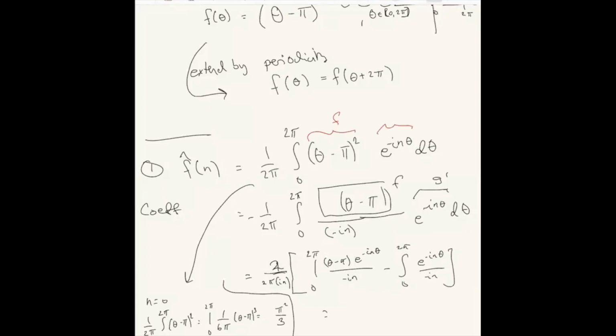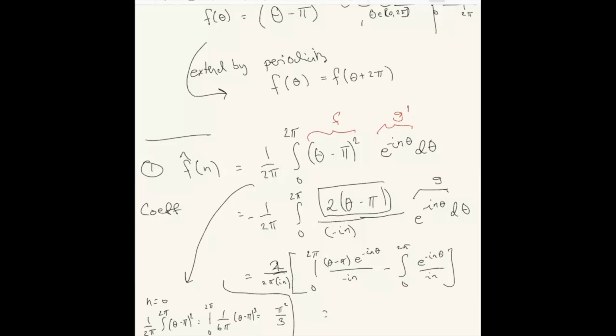And this is what you integrate. Now, what you will get is that one of the terms will be minus the integral of the derivative of this function. The derivative of that function, I missed a 2 there, is 2 theta minus pi. And then the integral of this function would be e to the i n theta divided by i n.